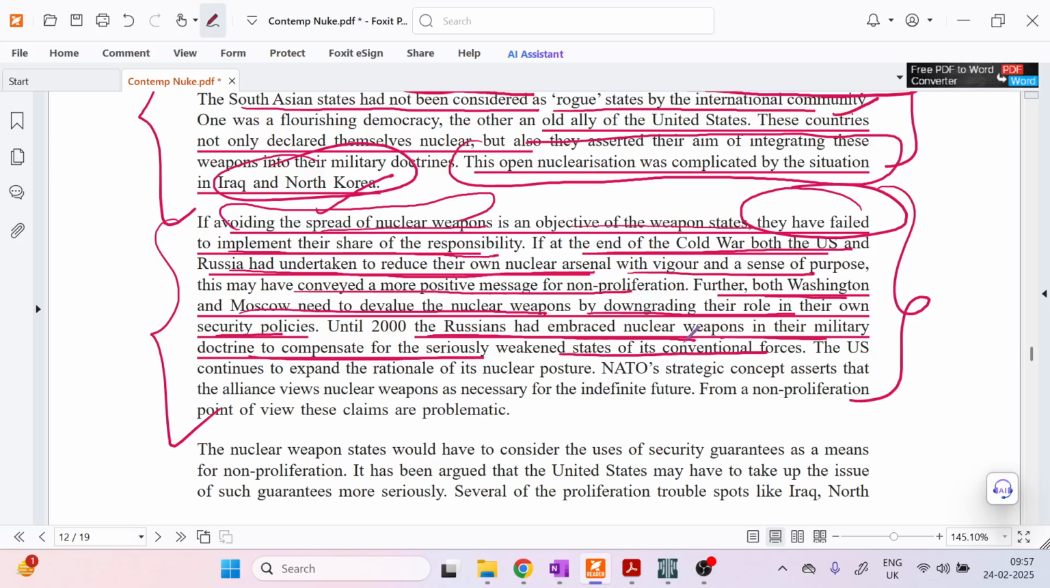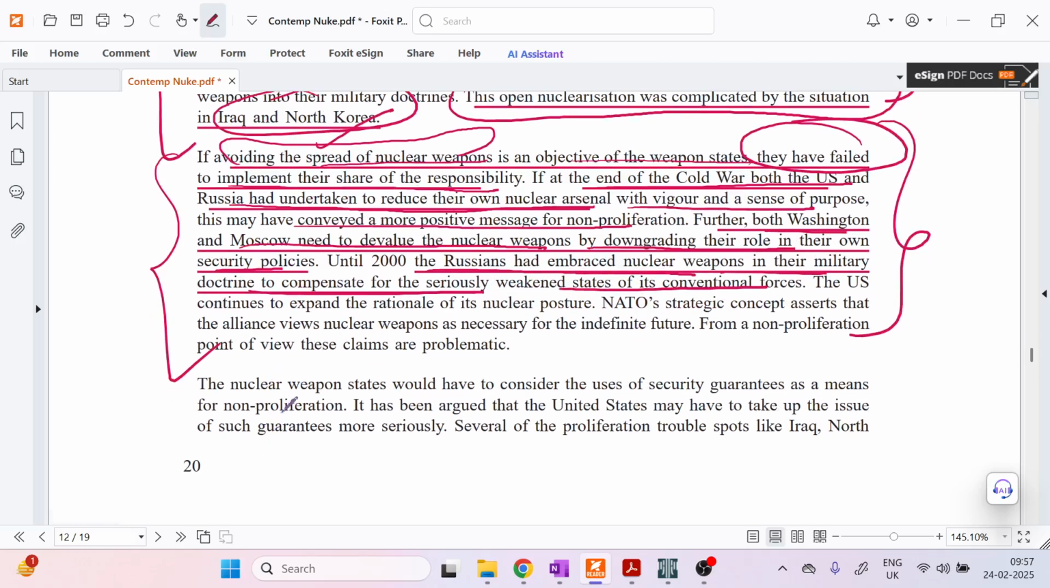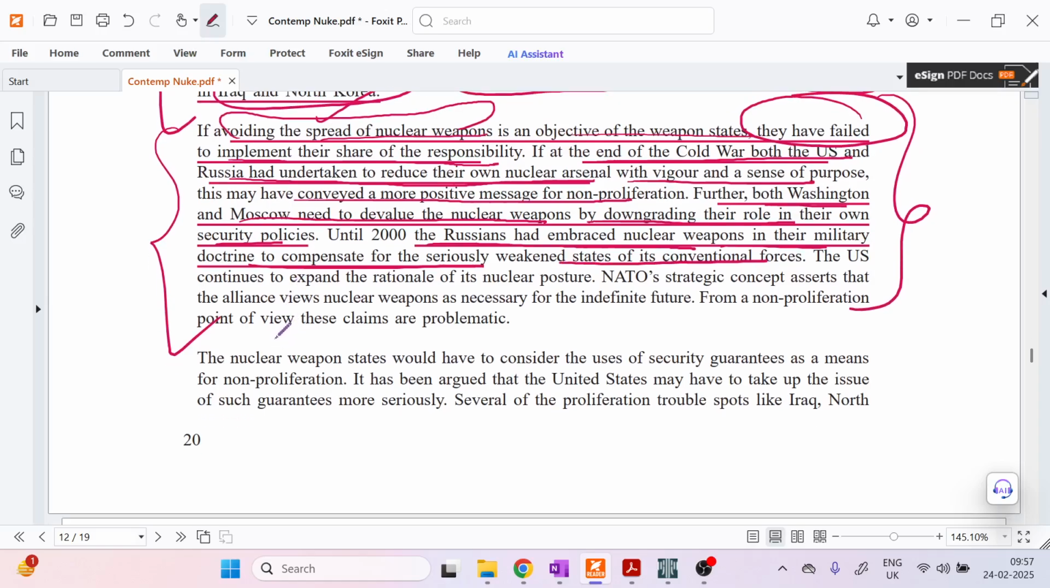And furthermore, the various bilateral, mutual reductions between the US and Russia are measures of non-proliferation that have helped. They have conveyed a good message to the world, but more needs to be done. And the one front on which both countries can help the world is by downgrading their own nuclear policies.